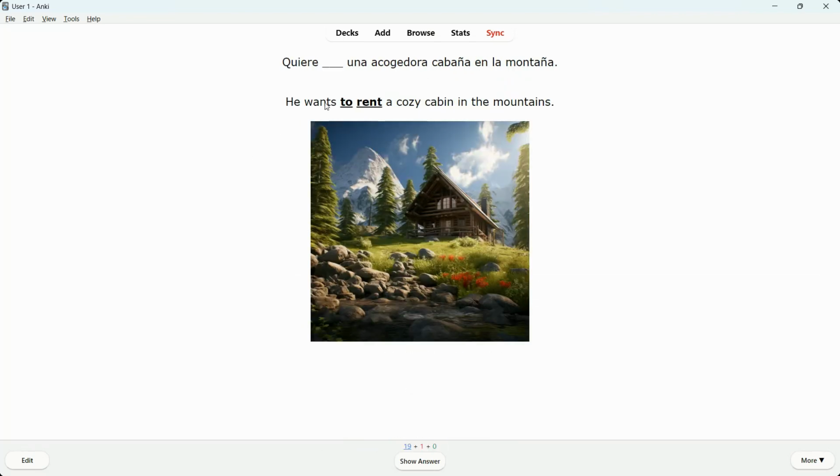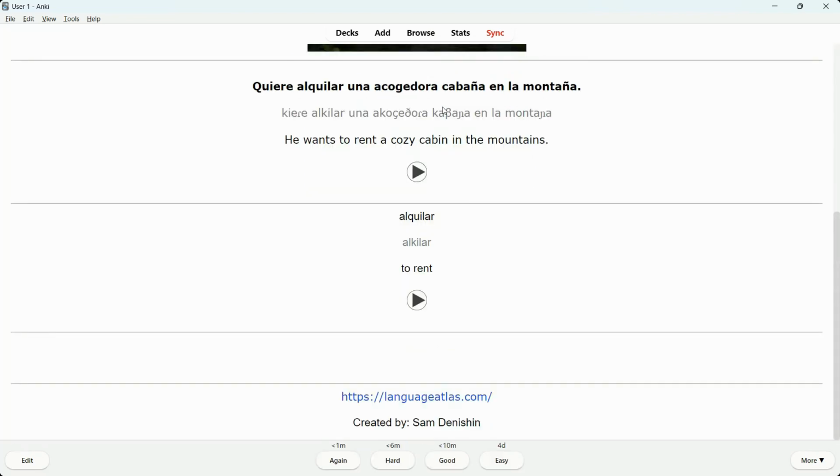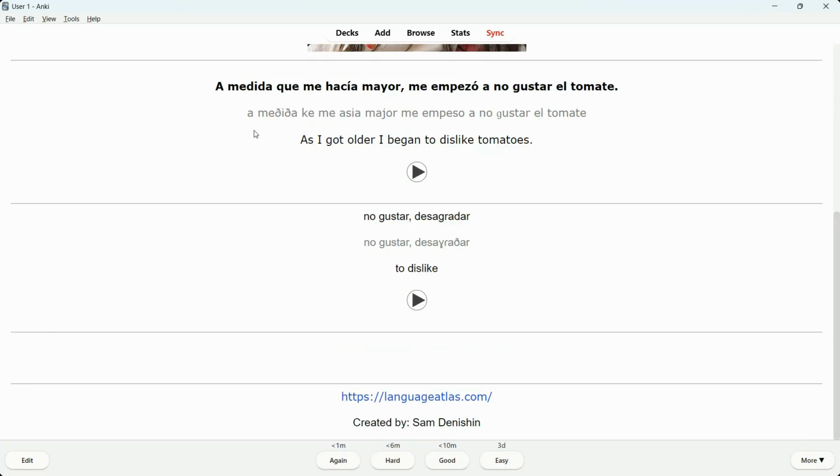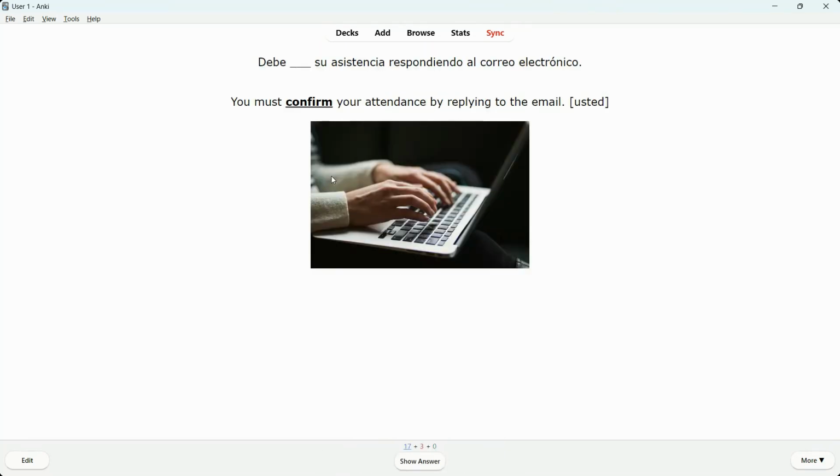Let's do another one. He wants to rent a cozy cabin in the mountains. To rent. Quiere alquilar una acogedora cabaña en la montaña. Alquilar. Great. Let's do another one. As I got older, I began to dislike tomatoes. To dislike. A medida que me hacía mayor, me empezó a no gustar el tomate. No gustar, desagradar.